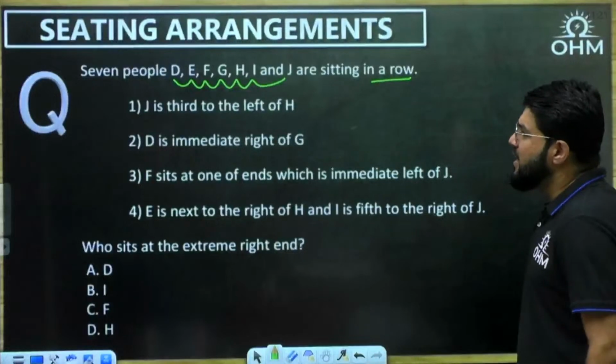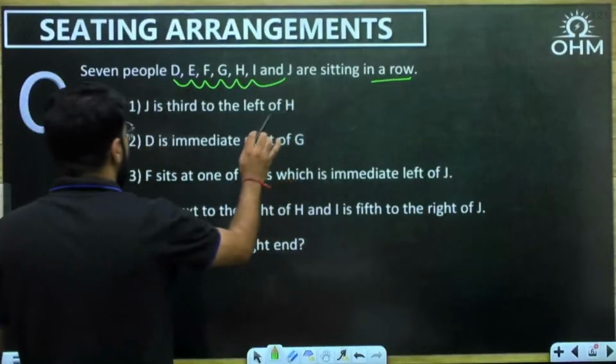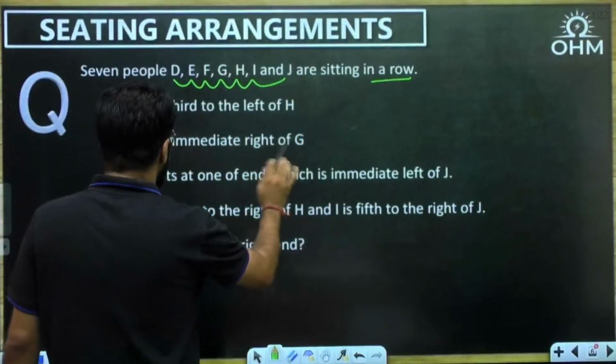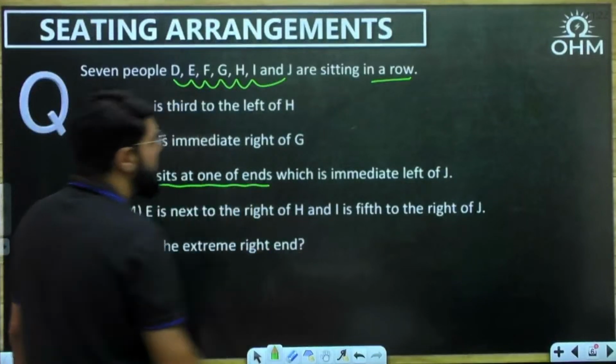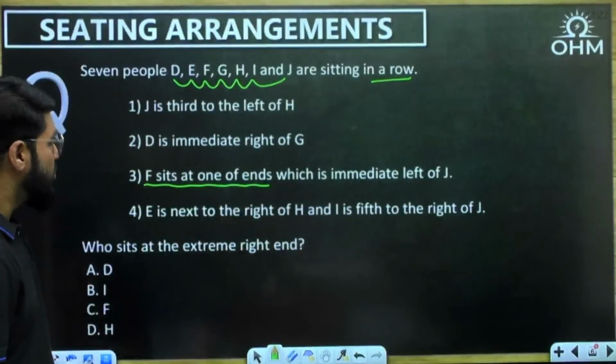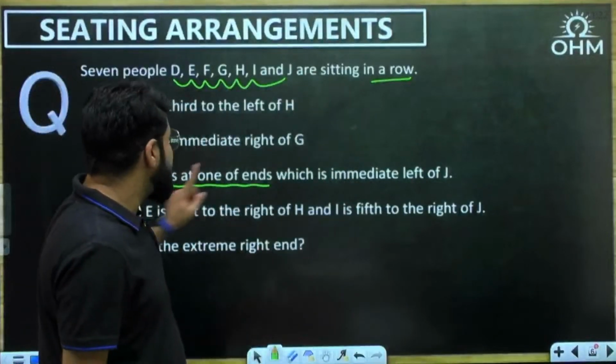Now, J is third to the left of H. There are 7 people. D is immediate right of G. F sits at one of the ends, which is immediately left of J. Now, F is at one of the ends.